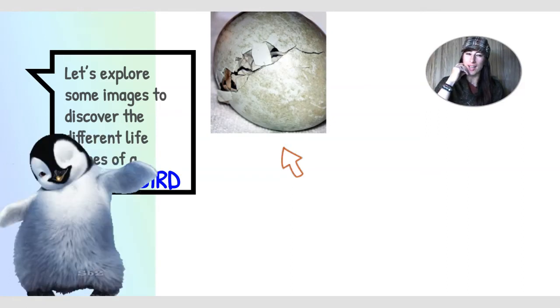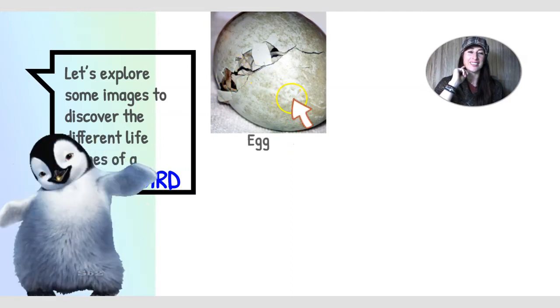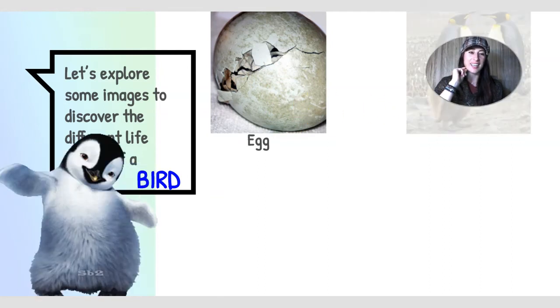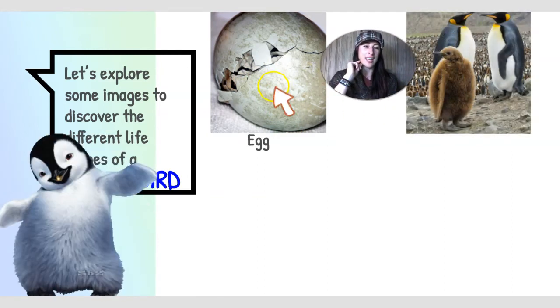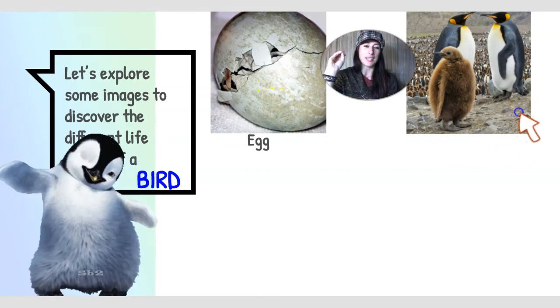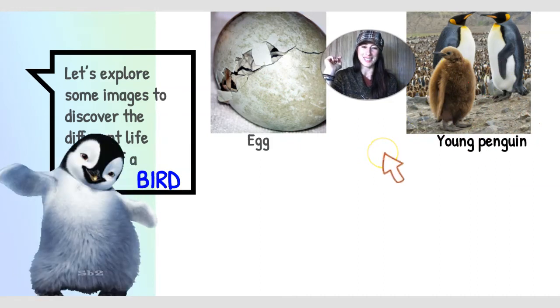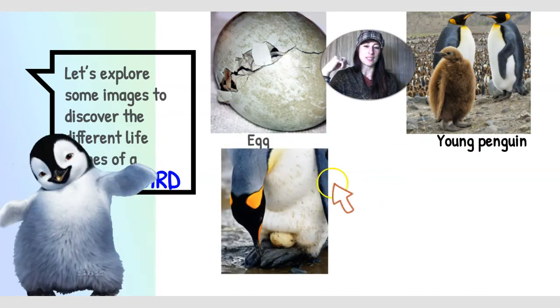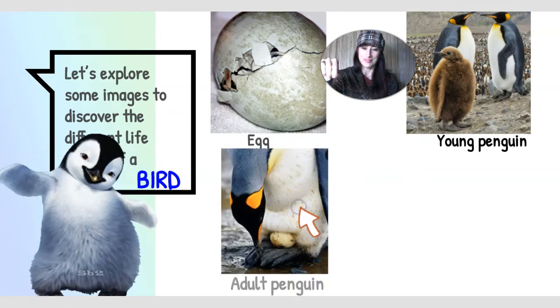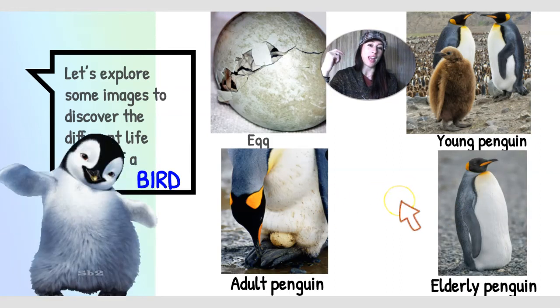We don't have a live young in here. Here we have an egg. This is the stage that birds have as a first stage, egg. And then, of course, from the egg will hatch a beautiful creature that will become a young penguin. And this penguin is going to look just like this. The next stage is the stage when the penguin becomes an adult. Very good. And the last stage is when they become elderly.